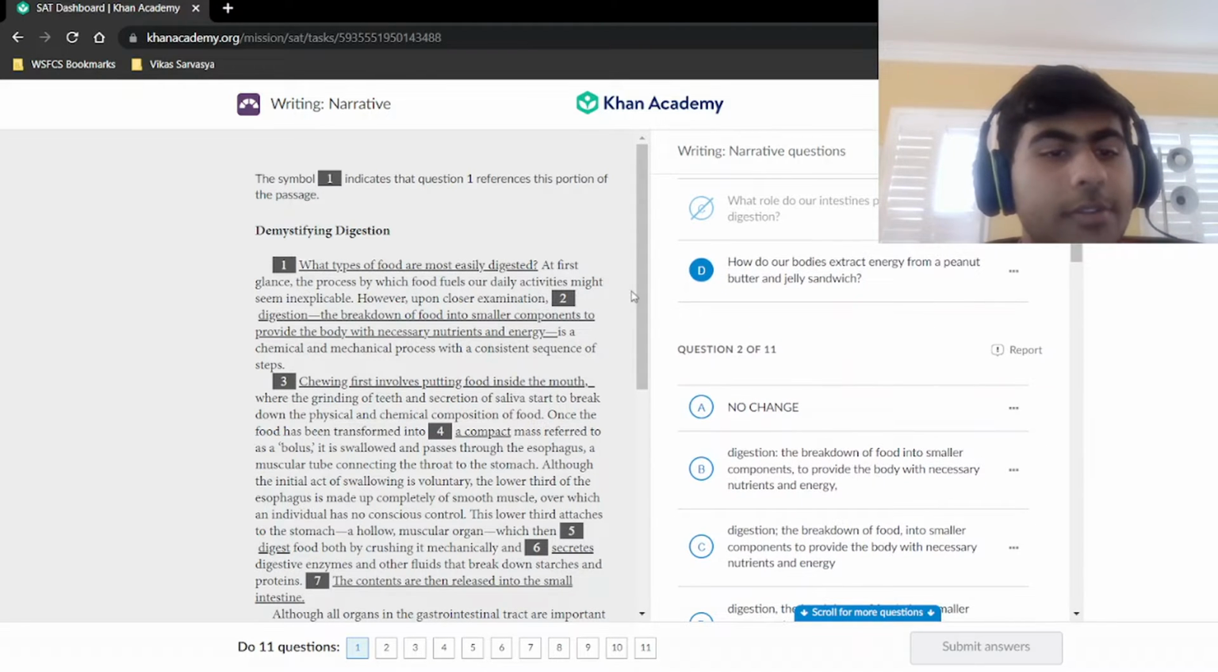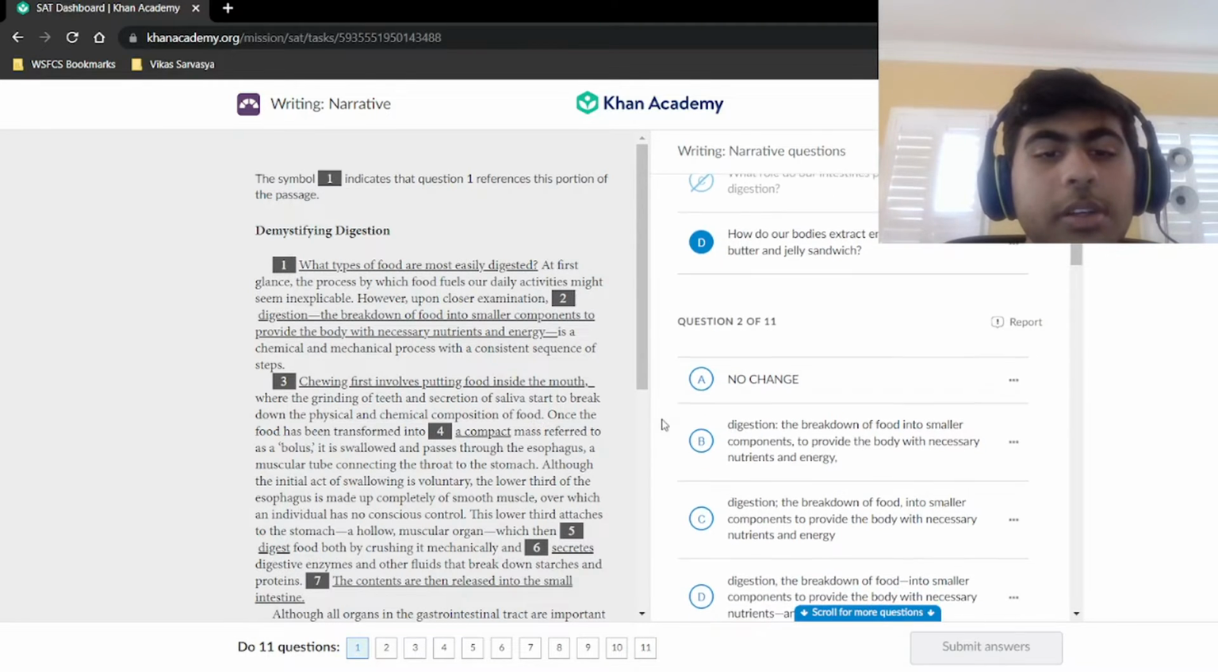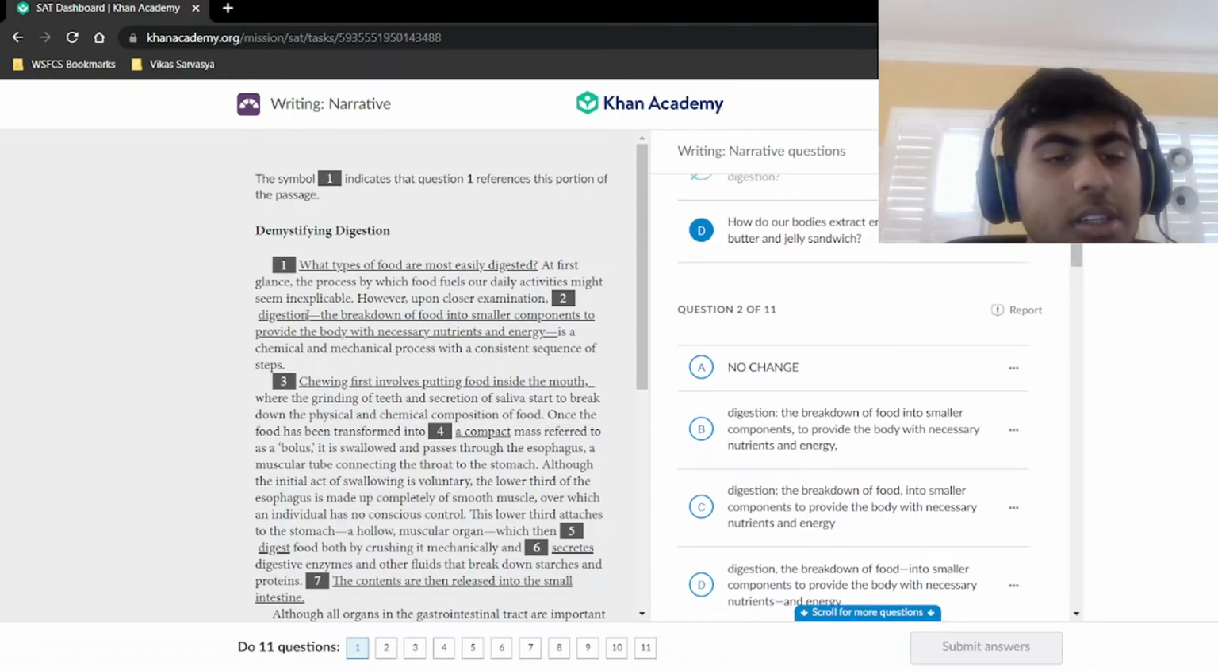At first glance, the process by which food fuels our daily activities might seem inexplicable. However, upon closer examination, digestion, the breakdown of food into small components to provide the body with necessary nutrients and energy, is a chemical and mechanical process with a consistent sequence of steps.